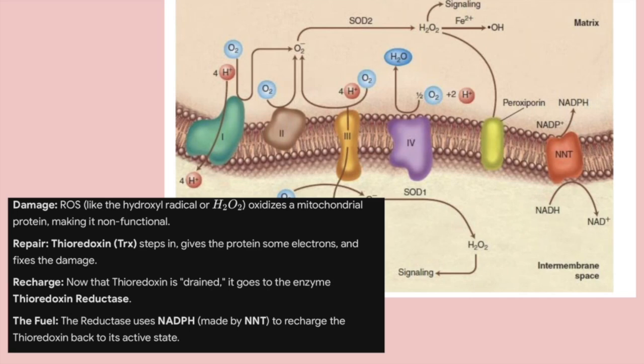So do you see this NNT? This is very important. It's basically getting the NADPH inside, and I'll explain all of these in detail, okay? We have 4 enzymes that we need to know about and 2 systems that are keeping the enzymes going. So we have superoxide dismutase, this is enzyme number 1. We have glutathione peroxidase, we have peroxiredoxins, we have catalase, okay?